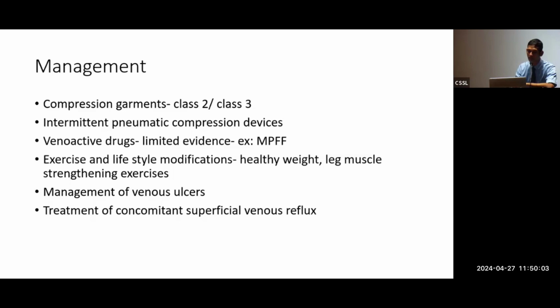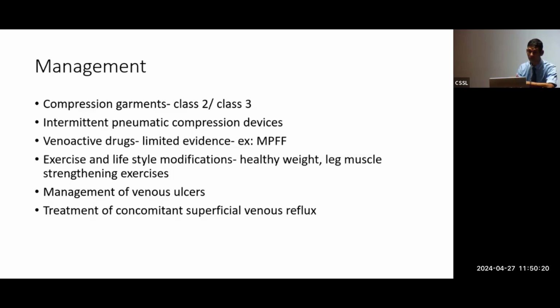And there are venoactive drugs which claim to increase the venous tone. Again, very limited evidence. The one we have is the MPFF, micronized purified flavonoid fraction, or the brand name is Daflon. You have to remember, again, very limited evidence for these drugs.